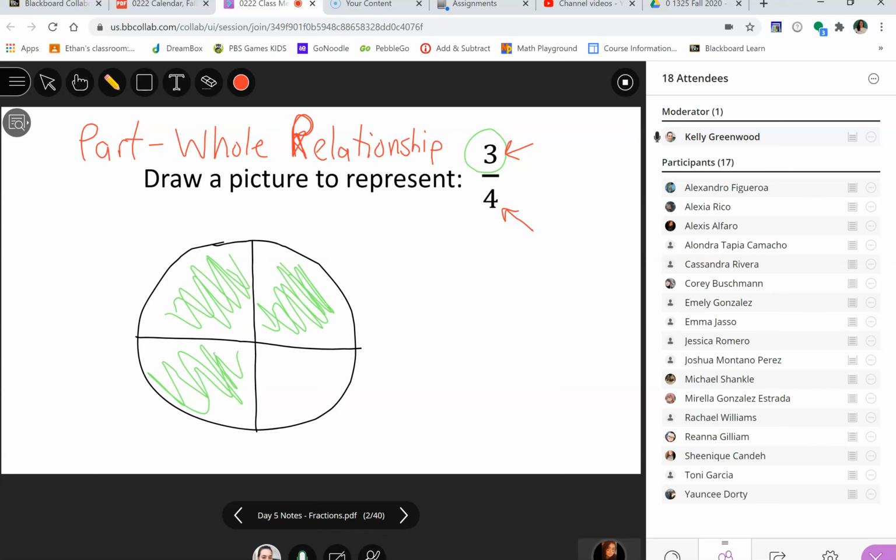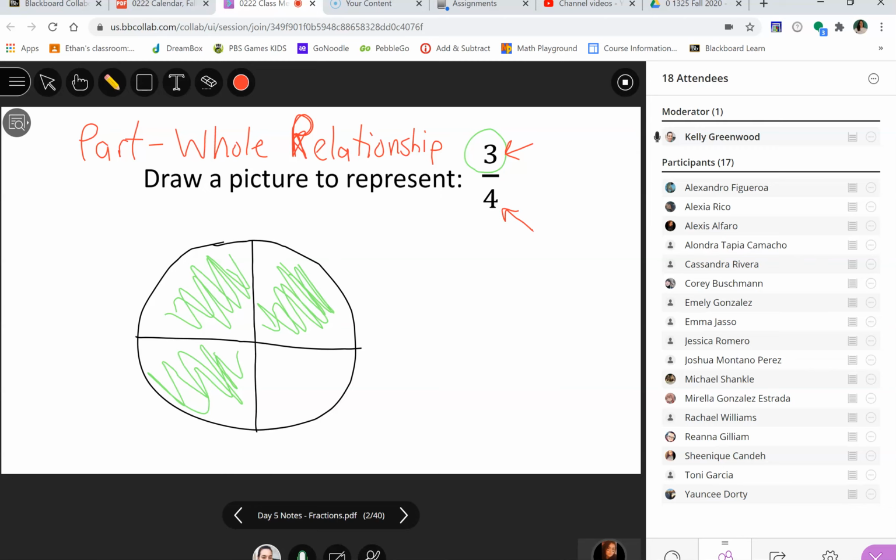We can use them as a ratio that compares two quantities. The thing about the part-whole relationship is that fractions are what we call referential numbers. They always refer to something. If I say 3/4, the first thing you should ask yourself is, 3/4 of what? 3/4 of a pizza? 3/4 of a candy bar? 3/4 of $1? 3/4 of a classroom of students? It has to reference something.